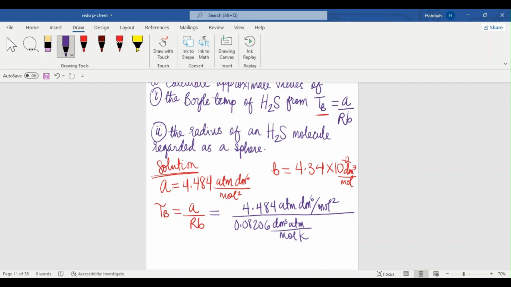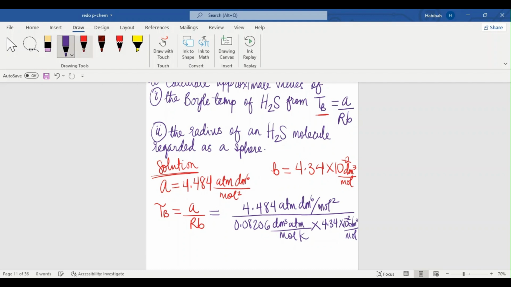Now, I want to quickly mention something. We know we have two different gas constants: the 8.3145 with its units, and the 0.08206. The 0.08206 is used here because its unit matches the units of the van der Waals parameters. If the question involved joules, then we would use 8.3145 joule per mole Kelvin, because the unit would match the question. That's the reason why. That would be times the value for B, which is 4.34 times 10 to the power of negative 2 dm cube per mole.